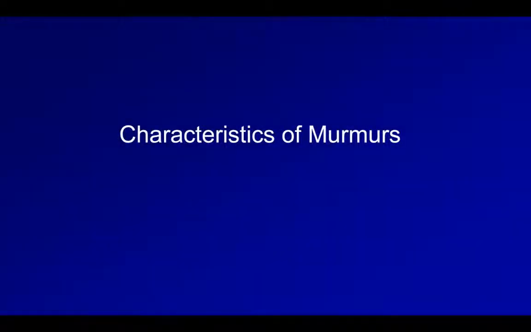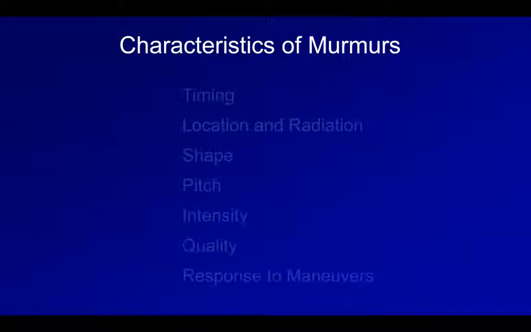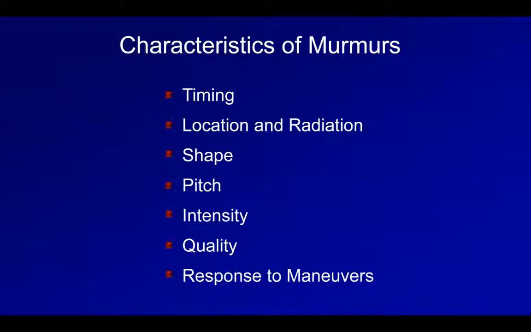Now I will talk about the specific characteristics of murmurs. Although often the cardiac portion of a patient's physical exam may read something like, "systolic murmur present," such a vague statement is of little diagnostic help. Murmurs can and should instead be described based on a number of specific characteristics. They are timing, location and radiation, shape, pitch, intensity, subjective quality, and the response to specific physiologic maneuvers.